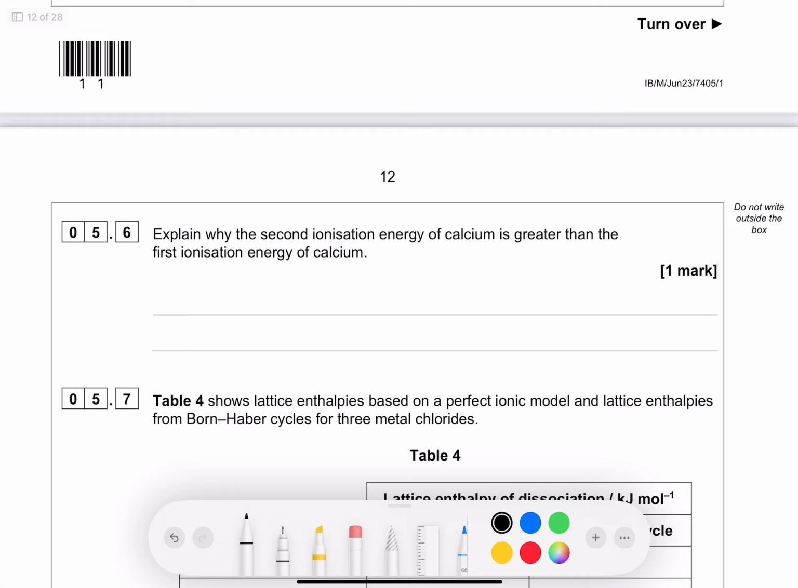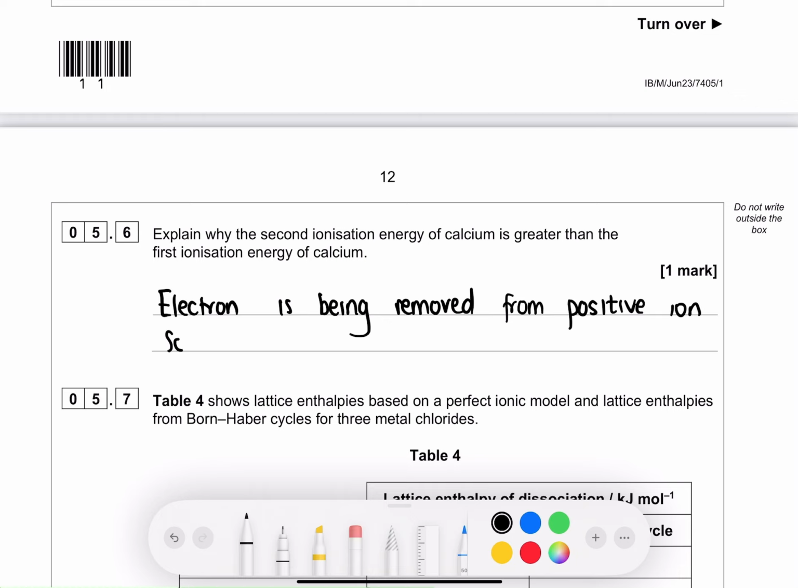It says, explain why the second ionization energy of calcium is greater than the first. Well, this is because in the second ionization energy, the electron is being removed from a positive ion, so more energy is needed because the attraction between the nucleus and the electron being removed is stronger.